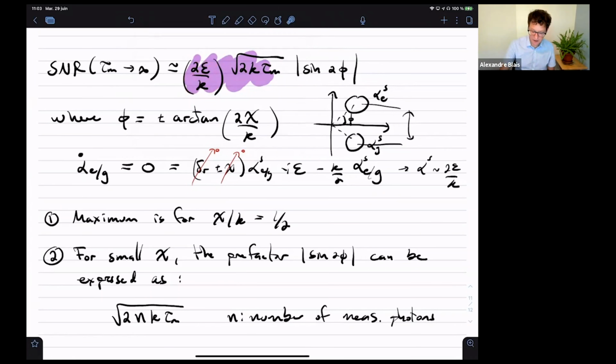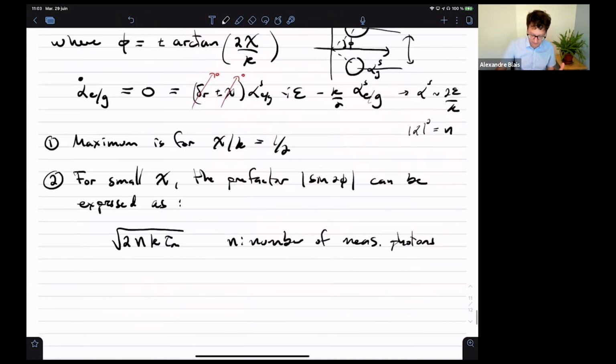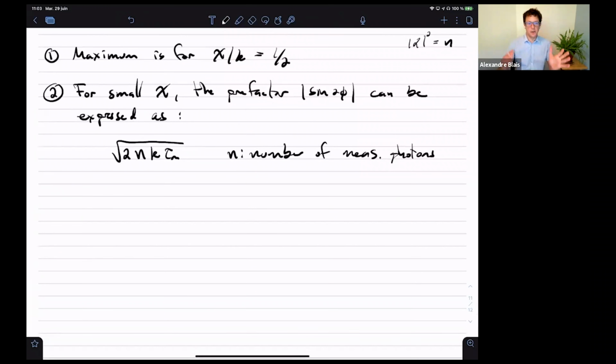But alpha squared is exactly the average photon number. So there you go, this is why I wanted to give this formula. This is why we went through the master equation in the end, because I was able to tell you that this n is exactly this thing, or rather the square root of n. Great. So now we know how to increase the SNR. We just crank up the number of photons.